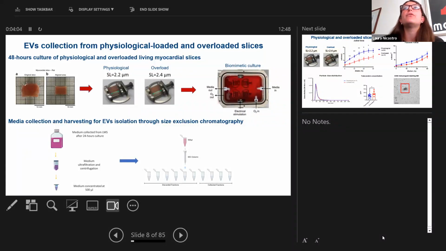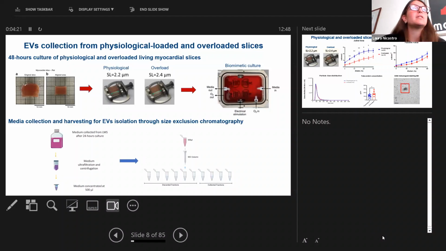And we placed them for 48 hours in a biomimetic culture, which contains constant electrical stimulation, oxygenation, and perfusion of the culture media. Following 48 hours, we collect and harvest the media for exosome isolation through size exclusion chromatography.